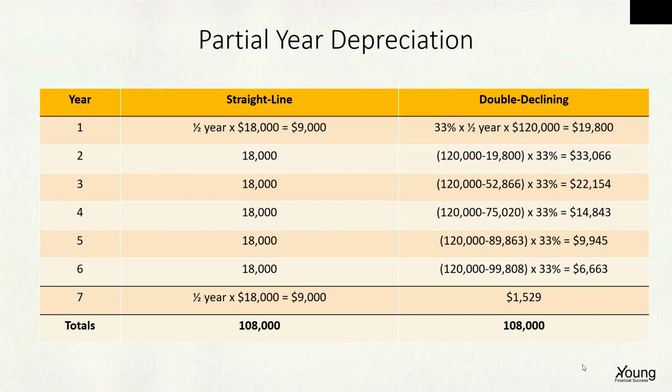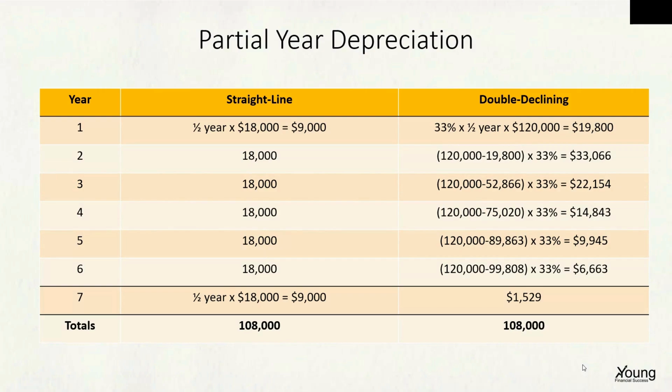For straight line, it's not too difficult. If we use the same example, they want to depreciate it by $18,000 a year. But if they're using the half year convention, they only want to do partial depreciation. The first year, they're going to take half of the $18,000 and depreciate $9,000. That then brings us into the 7th year to have $9,000 depreciated as well. So we have half in year 1 and half in year 7 to total $108,000.